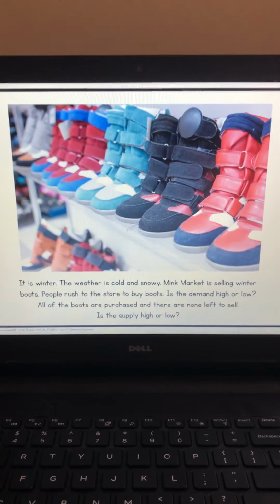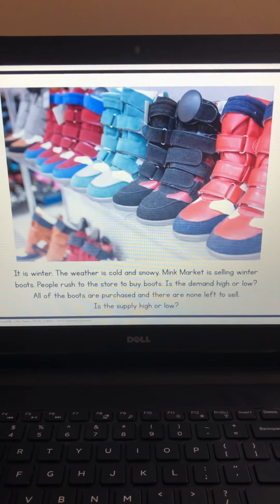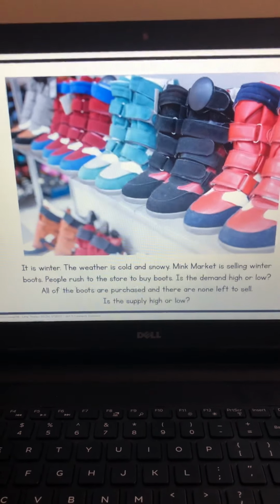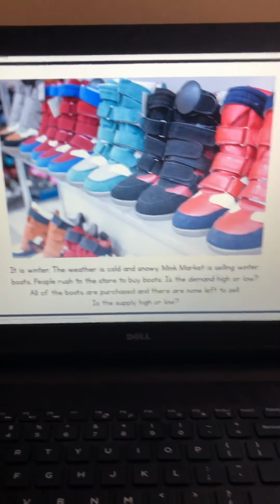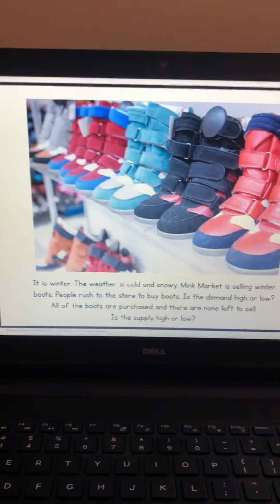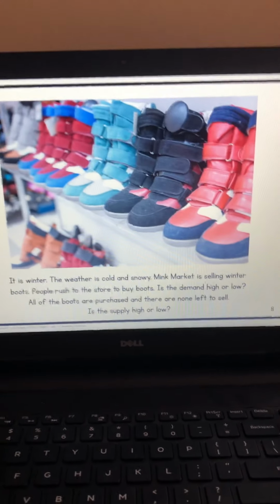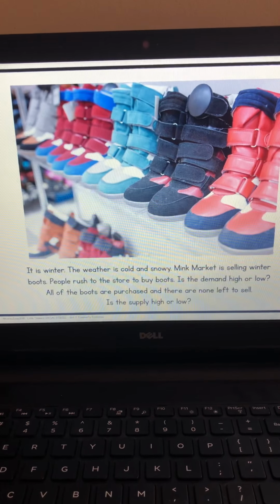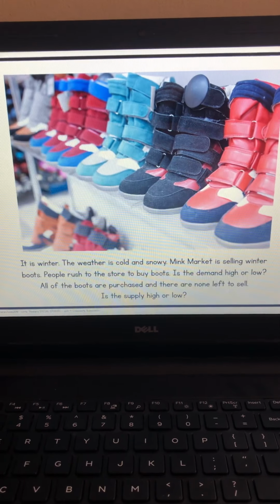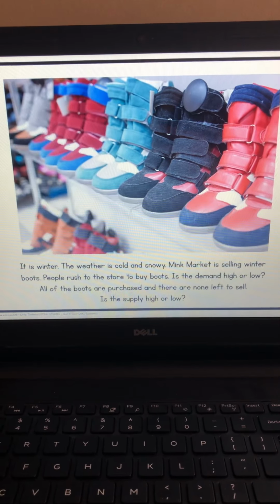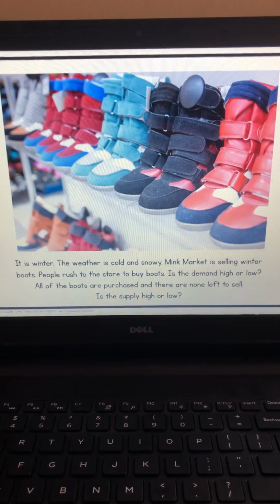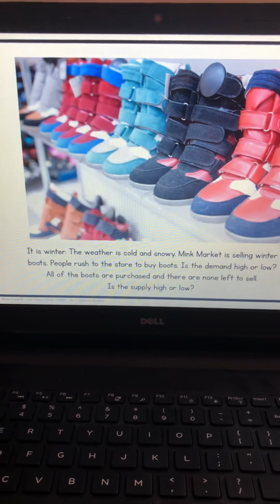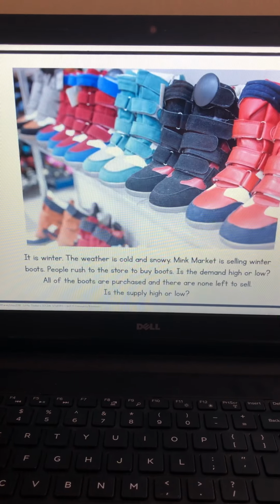All right, so here's an example. It's winter, the weather is cold and snowy. A store is selling winter boots. People rush to the store to buy the boots. Is the demand high or low? Okay, if lots of people are trying to get the boots because it's snowy and cold, then obviously the demand is high. Now all the boots are purchased and there are none left to sell, so they're all gone. Is the supply high or low? Well, when they're all gone, the supply is low. That means there aren't a lot left.